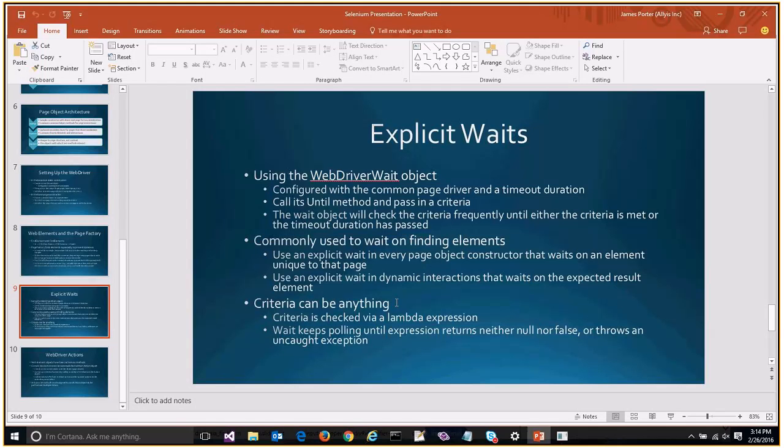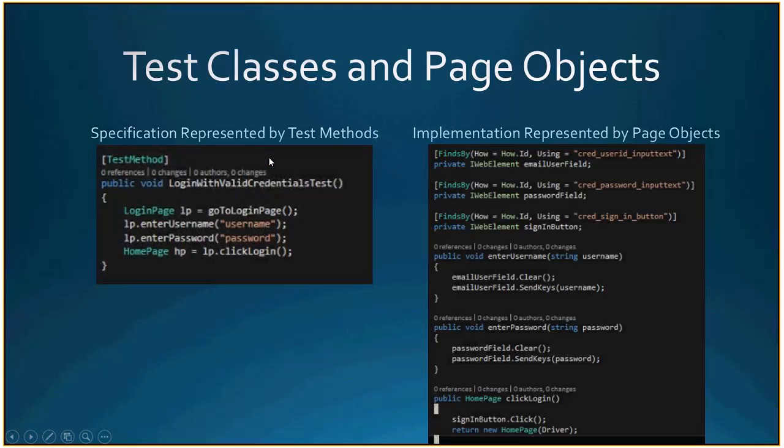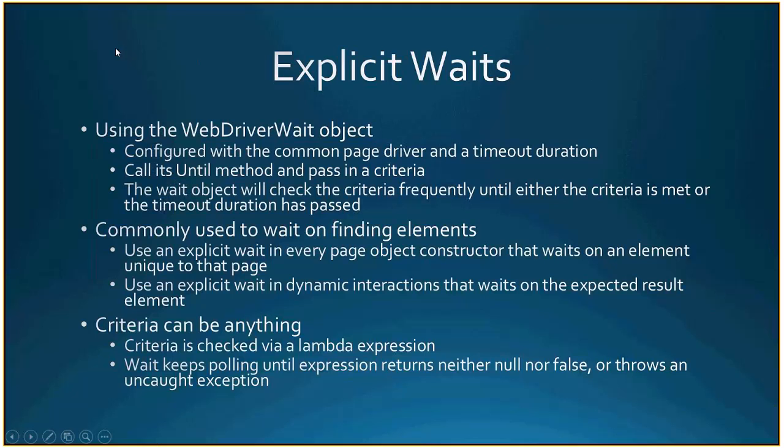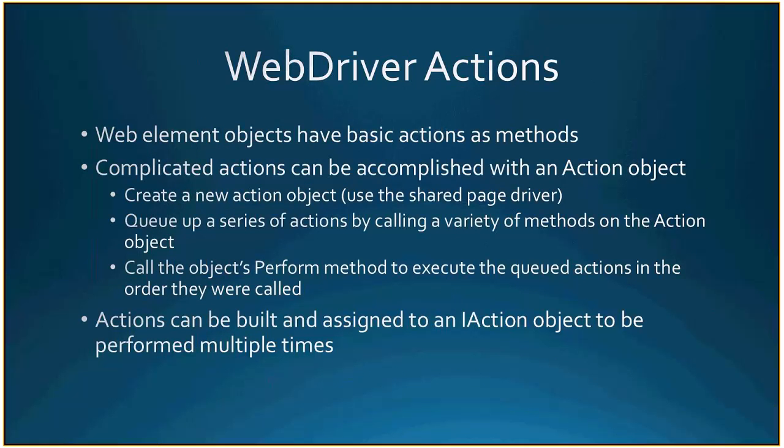You want to put them again in the constructor of every single one of your page objects, because you want to make sure that those pages load properly before you can actually interact with them. And simply putting that wait object in those constructors will also catch any navigation errors that you have, because it'll throw exceptions if you're ever on the wrong page, and it's incredibly useful, especially for debugging. Super useful for debugging.